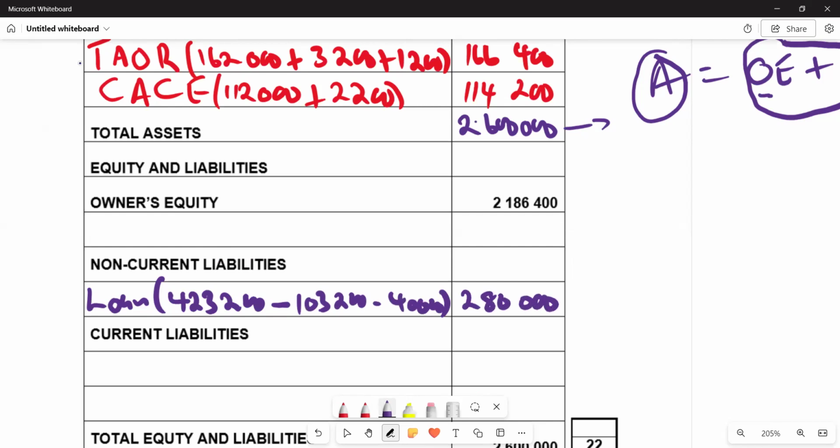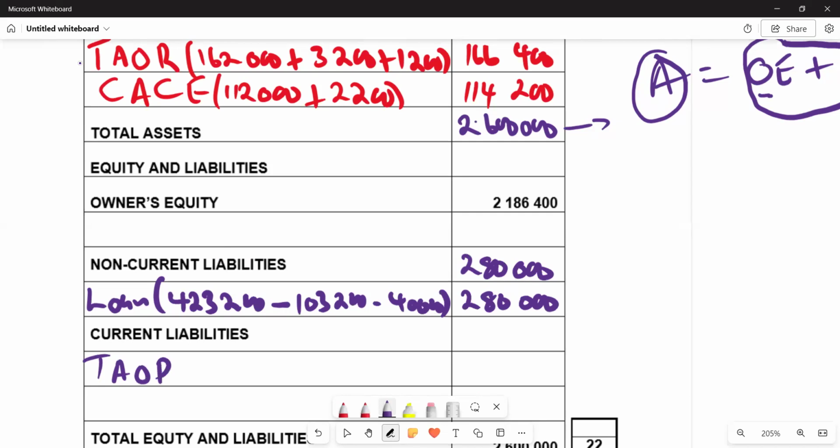And then we move on to the current liabilities. So for the non-current liabilities, we found that our loan is 280,000, which is also going to be the total for non-current liabilities here, which is 280,000. And then we go to current liabilities. Obviously, we are going to start with our trade and other payables. So we can just abbreviate it as trade and other payables. Then we can show the working there.